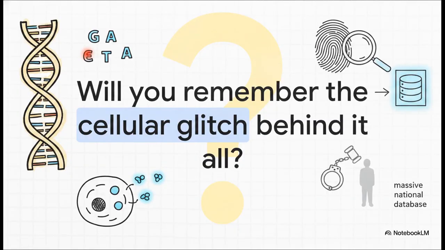It's absolutely wild to think about. We've gone all the way from a tiny enzyme losing its place in a string of letters to a massive national database bringing criminals to justice. So the next time you hear about a forensic DNA match on the news, will you remember the microscopic cellular glitch that made it all possible? Because at the end of the day, the single most powerful tool we have for solving crimes relies entirely on ourselves occasionally forgetting how to count.